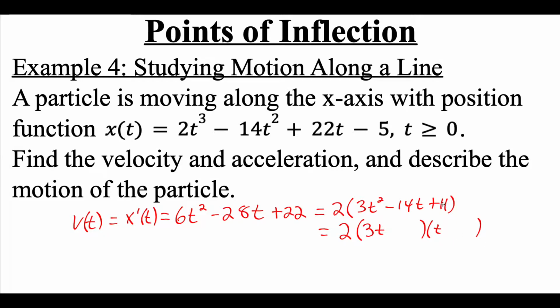There's not a whole lot of things that are going to multiply to 11 but add up to negative 14 with this 3 in here. So this 3t is going to have to get a minus 11, and this regular t is going to have to get a minus 1. So this is our velocity function in its factored out form.